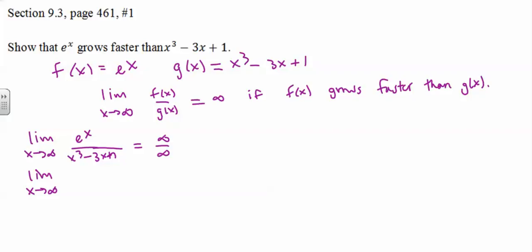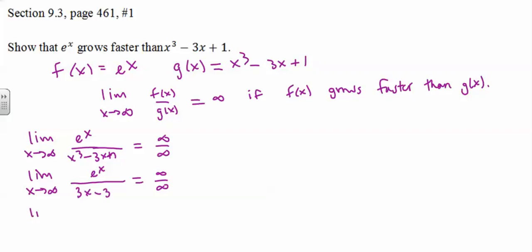So the derivative of e to the x is of course going to be e to the x, and then we're going to use the power rule to take the derivative of the polynomial. So we're going to get 3x squared minus 3, and if we substitute in again, we're going to get infinity over infinity, which is the same indeterminate form, which means we're going to apply L'Hopital's rule again.